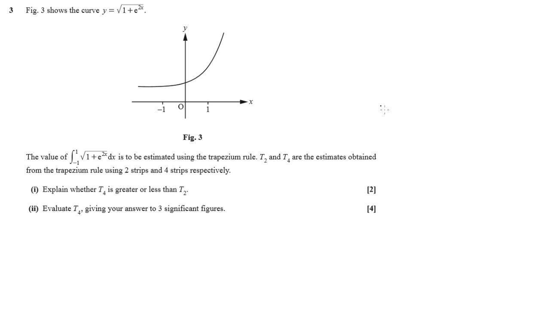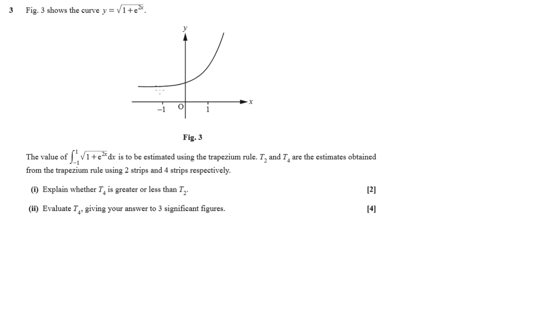Question 3 is a good old typical trapezium rule question. They are quite grindy, but it's usually 3 marks, so it doesn't really hurt to actually know how to do them. So part 1: explain whether T4 is greater than or less than T2, where T2 and T4 are the trapezium estimates of the value of the area under the curve.